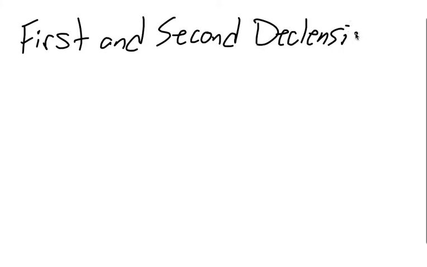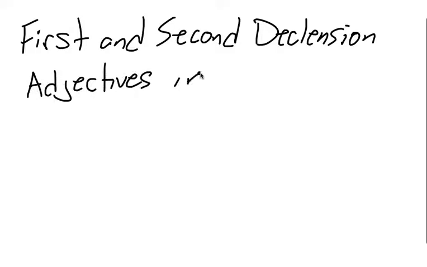Today we're talking about first and second declension adjectives that end in ER. These are not very different at all from adjectives that end in US, like bonus, bona, bonum, or magnus, magna, magnum. The only difference is that these adjectives end in ER in the nominative, and we have a few adjectives in our chapter that do this.